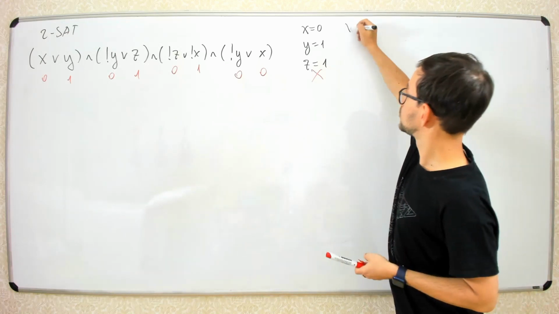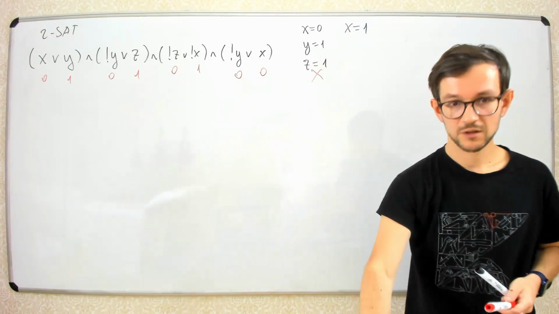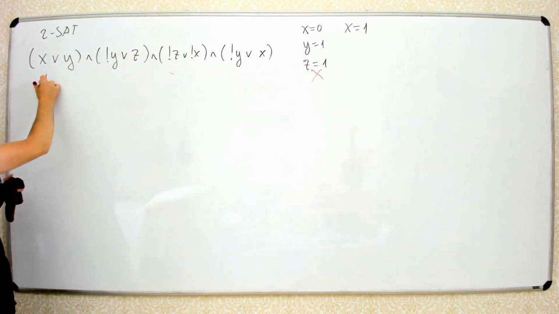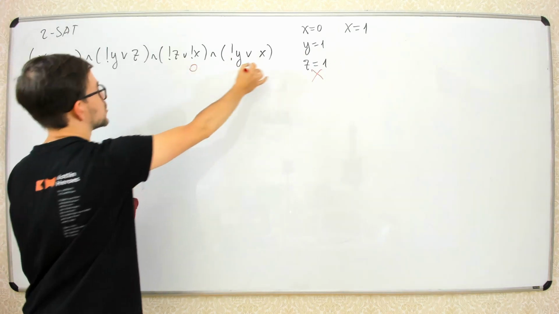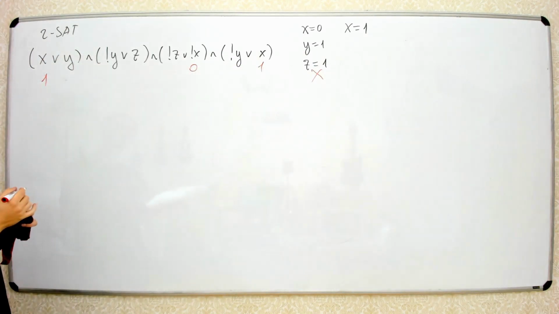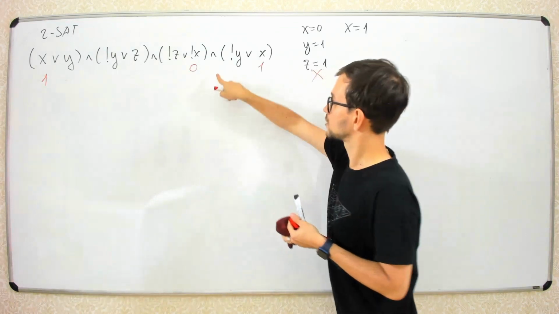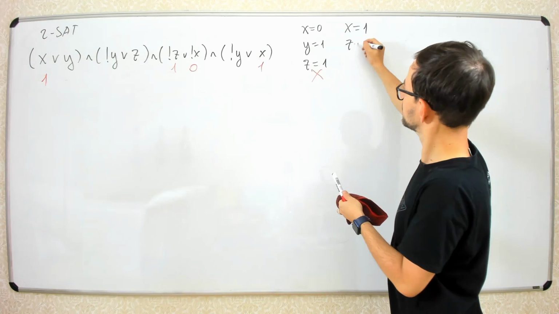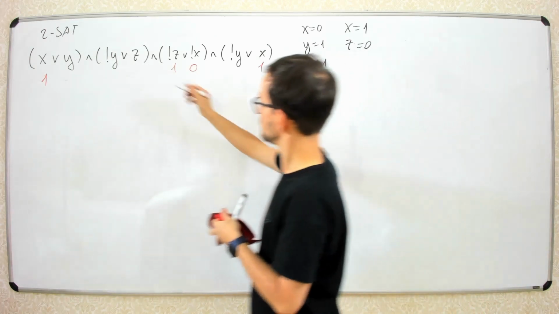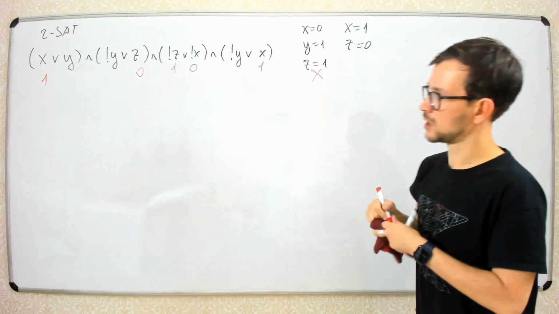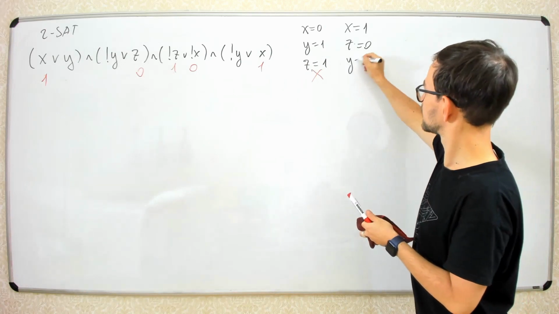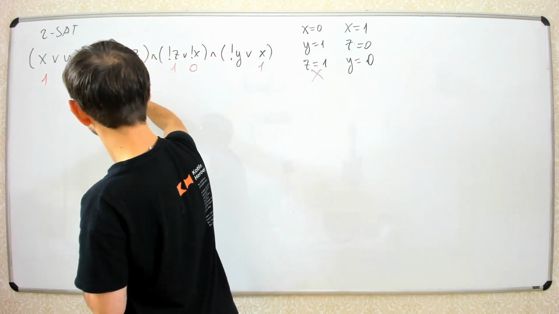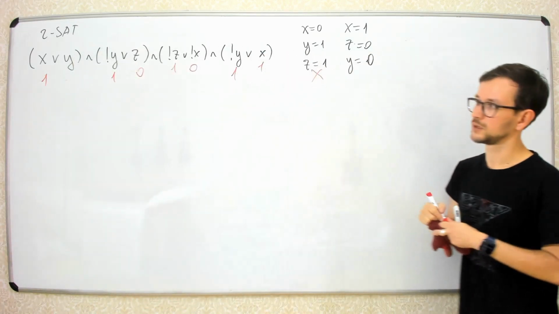But if you try x equal to 1, then it will be fine. Because if x equal to 1, then you have 1 here, 0 here, 1 here. So in this clause, z must be 0. So this is 0, so y must be 0. Now this is true and this is true. And now it's fine.